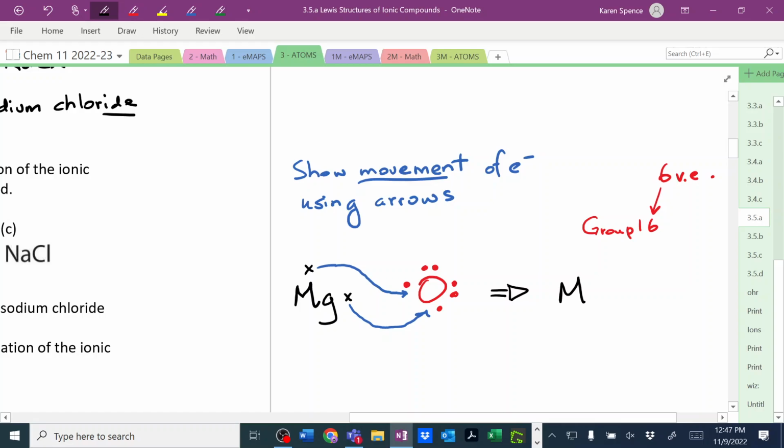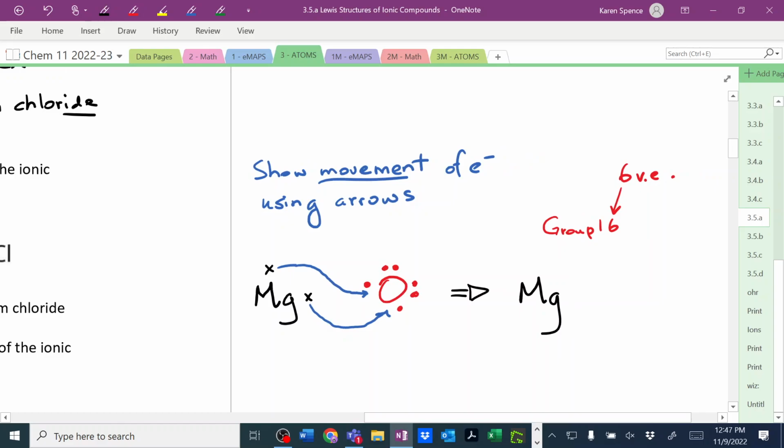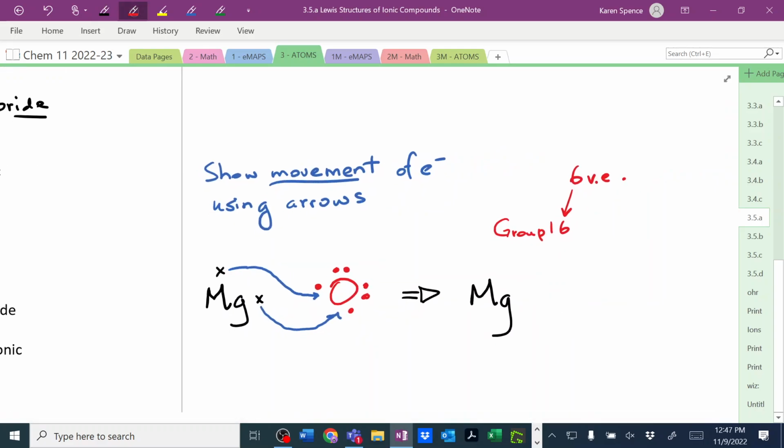So we now have Mg. Does it have any dots or X's around it? Nope. And we have O. And it has 1, 2, 3, 4, 5, 6 red dots and 2 X's. It's your choice whether you put the brackets on there or not, okay? What will we write beside the Mg? We're going to write 2 plus because it lost 2 electrons.